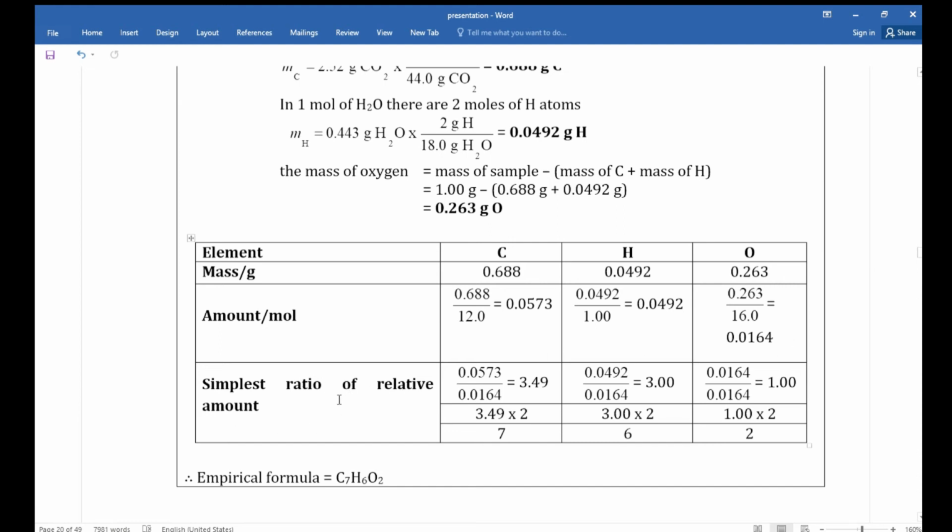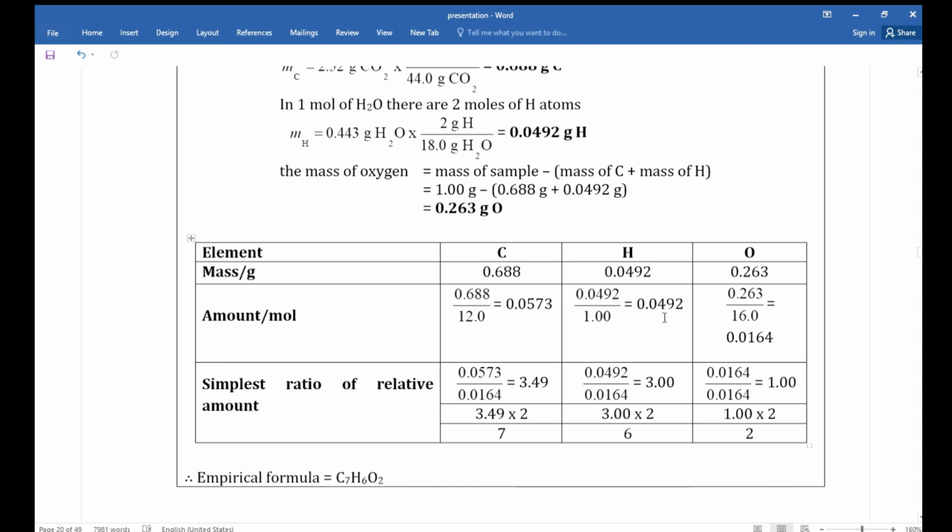We go to the last row of the table, which is the simplest ratio of relative amount. To find the simplest ratio, take the mole calculated in the second row and divide with the smallest number of mole of the compounds. The smallest mole in the second row is oxygen, which is 0.0164. Therefore, for carbon, 0.0573 divided by 0.0164 gives the answer 3.49, approximately 3.5.